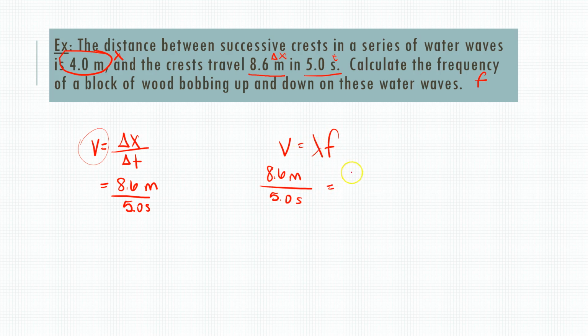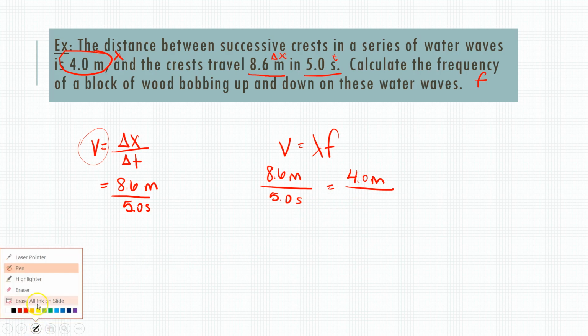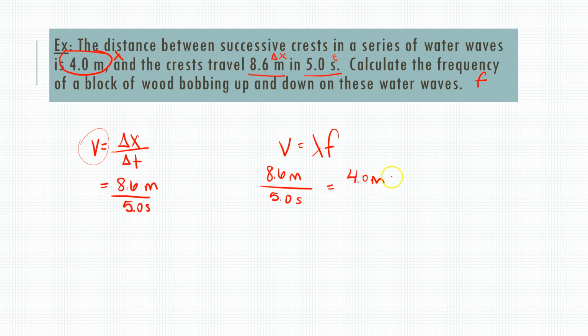My lambda here is 4. And then we are hunting, and then we are multiplying that by some frequency. Well, now let's go and solve for f and see what we get. We're going to have 8.6 divided by 5, and then that will also then be divided by 4. So I get an f of 0.43. That's all my calculator says, okay?